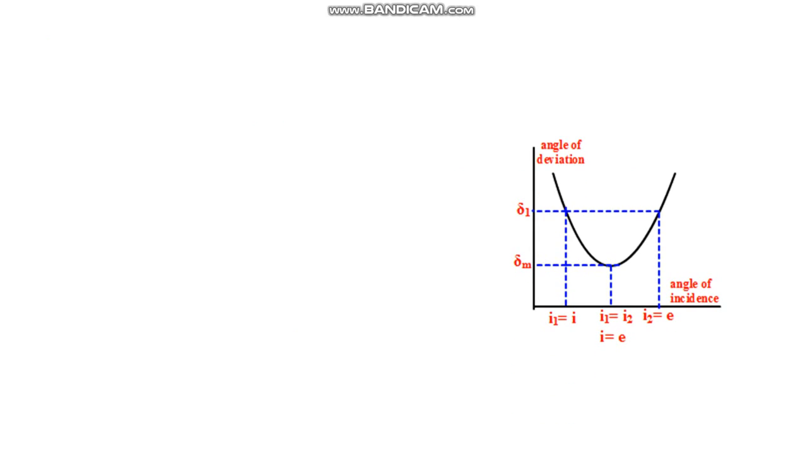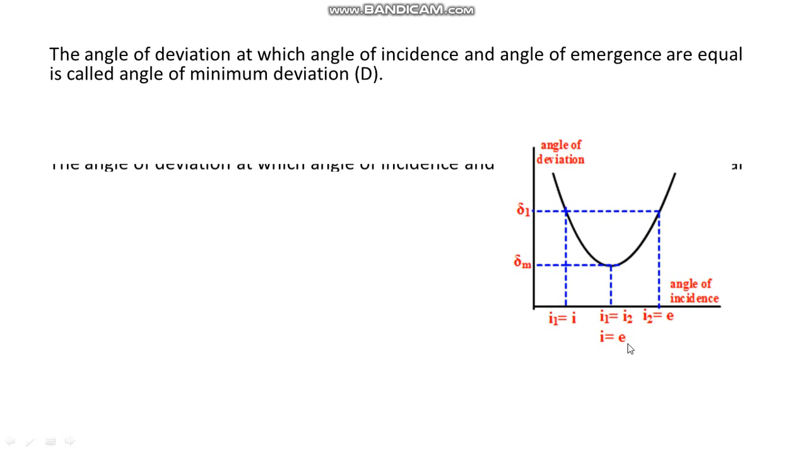See, if we plot a graph of deviation versus angle of incidence, as the angle of incidence increases, first the deviation gradually decreases. At a particular angle of incidence, deviation becomes minimum, and after that deviation again increases. At minimum deviation, we observe that angle of incidence is equal to angle of emergence. So what is the angle of minimum deviation? The angle of deviation at which angle of incidence and angle of emergence are equal is called the angle of minimum deviation.